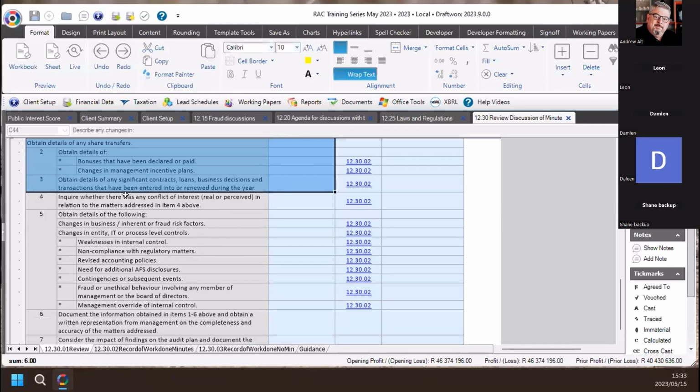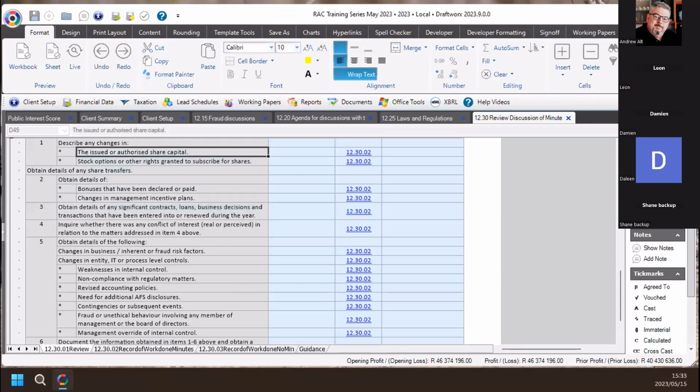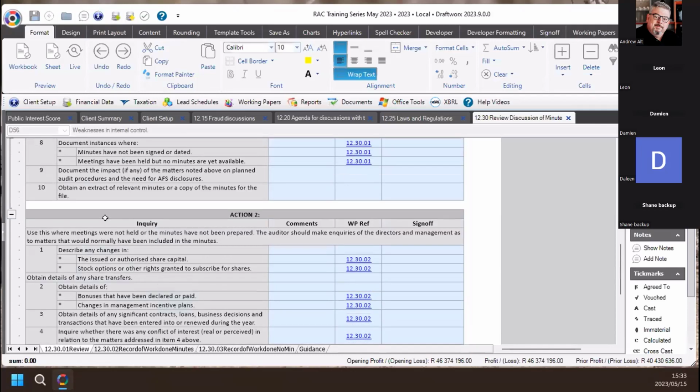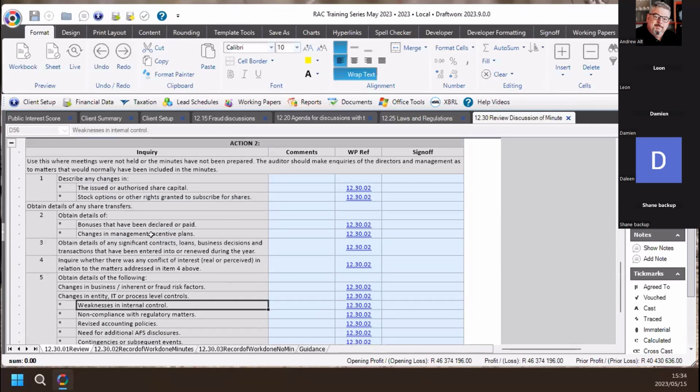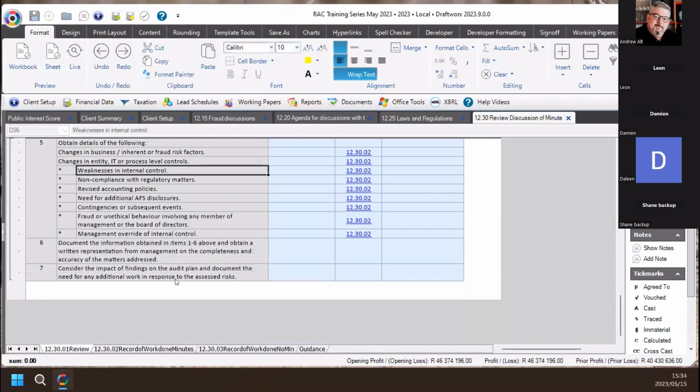So, have you actually had discussions about bonuses, about authorized and issued share capital, about weaknesses in internal control? So instead of doing a review of the minutes, you're documenting a discussion with management around the key issues.